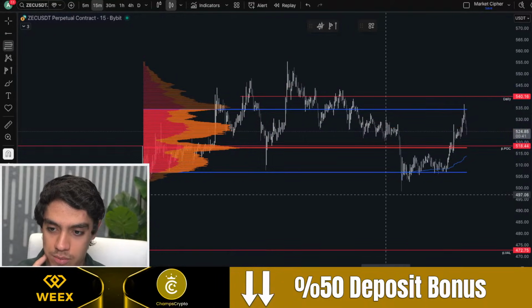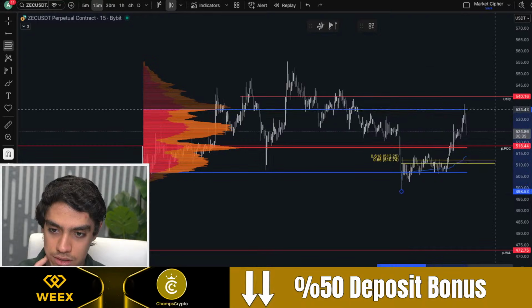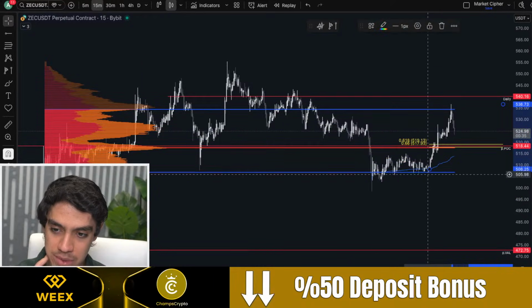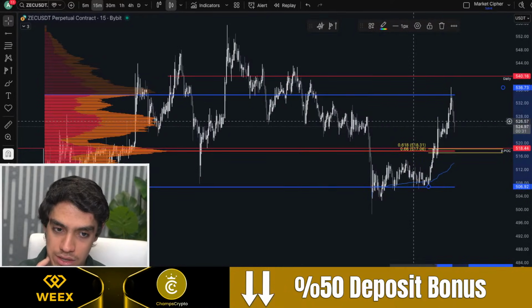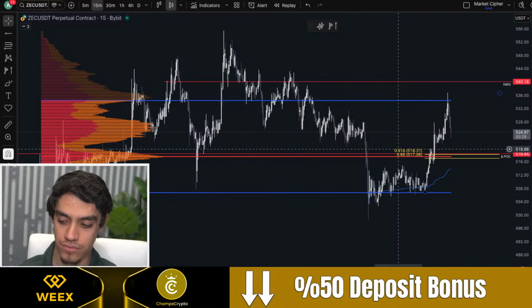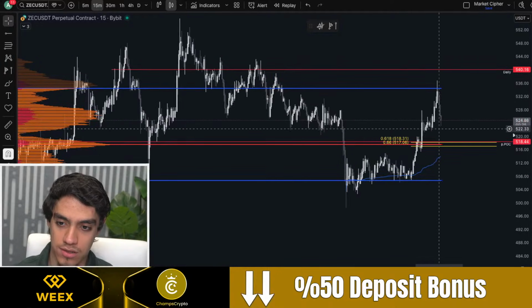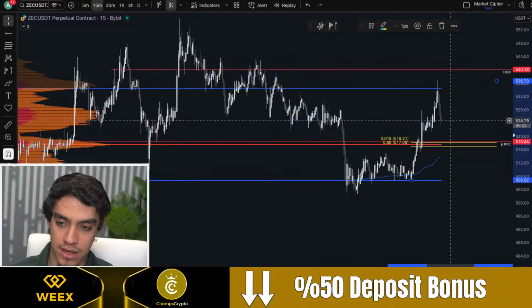So we'll take the fib from here to here. It depends on how you look at it, but that's a very, very strong area. Also, this section of the chart has lots and lots of volume. So yeah, maybe 520 would be good for Zcash. Not the best, but it is a potential move.